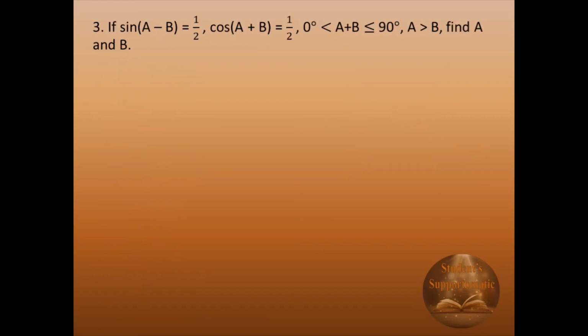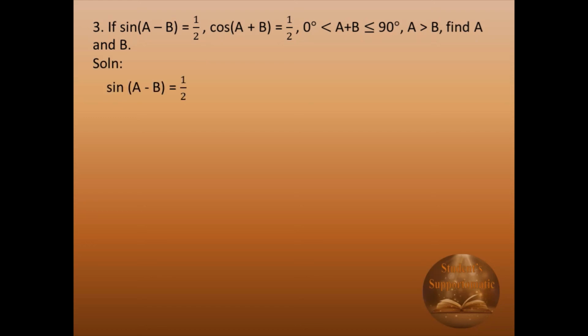The next problem is, if sine A minus B is equal to 1 by 2 and cos A plus B is equal to 1 by 2, and A plus B lies between 0 degree and 90 degree. That means 0 degree is less than A plus B and A plus B is less than or equal to 90 degree. And A is greater than B. We have to find the A and B value.